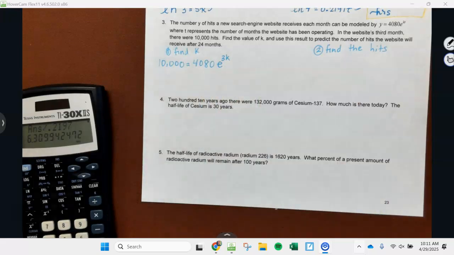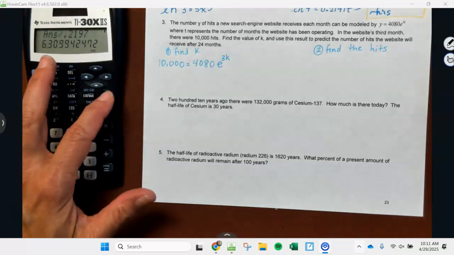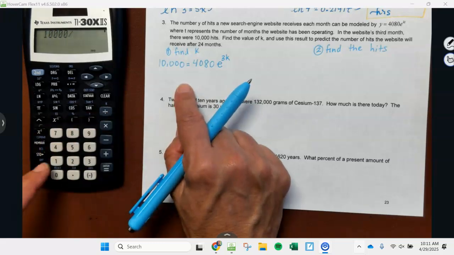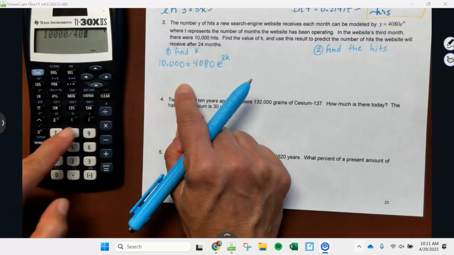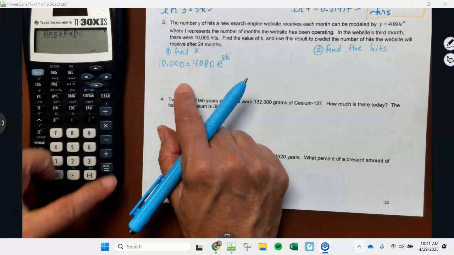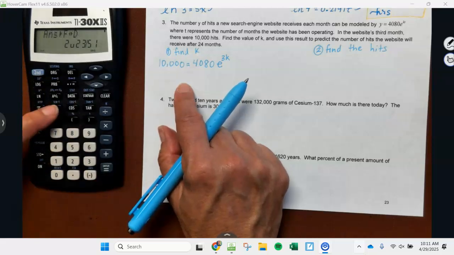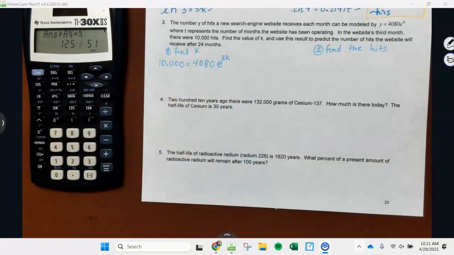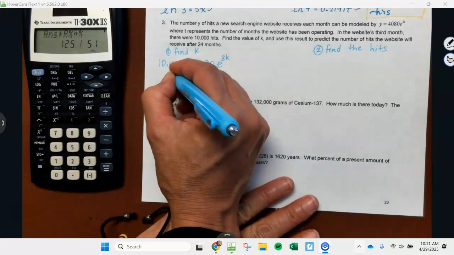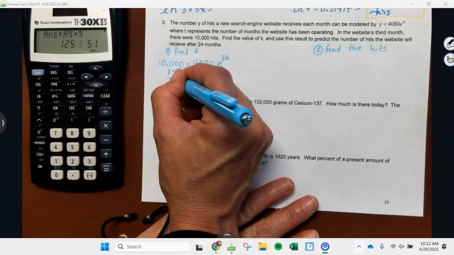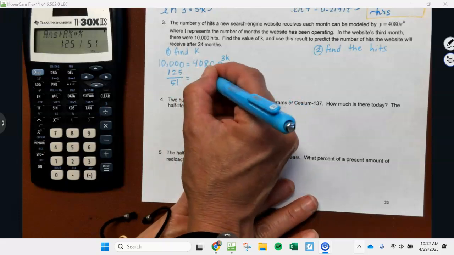K is an exponent. The base needs to be by itself. We have to divide both sides by 4080. Turn on that calculator, turn that into an improper fraction. Don't forget second PRB if you get 2.45. Go ahead and convert that mixed number to an improper. Hit second, the button below PRB. There we go. So we're going to have 125 over 51, and that's going to equal E to the 3K.